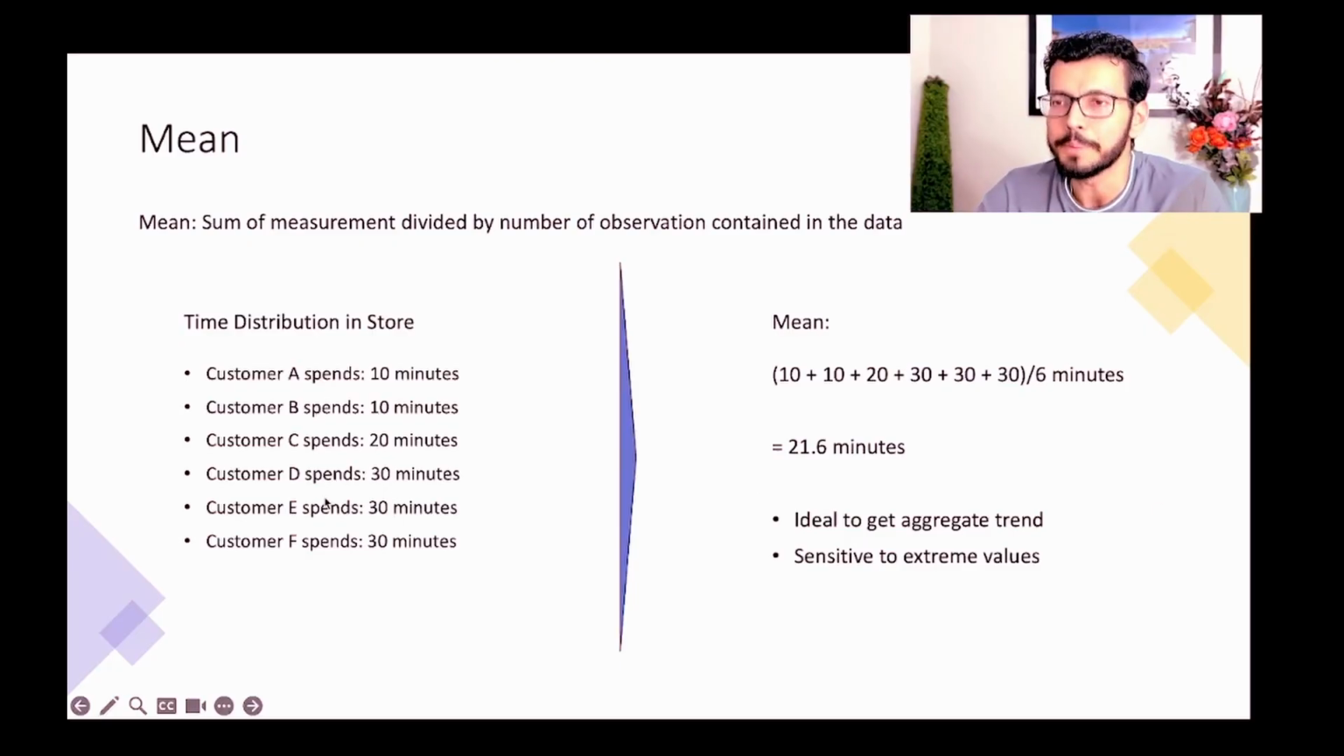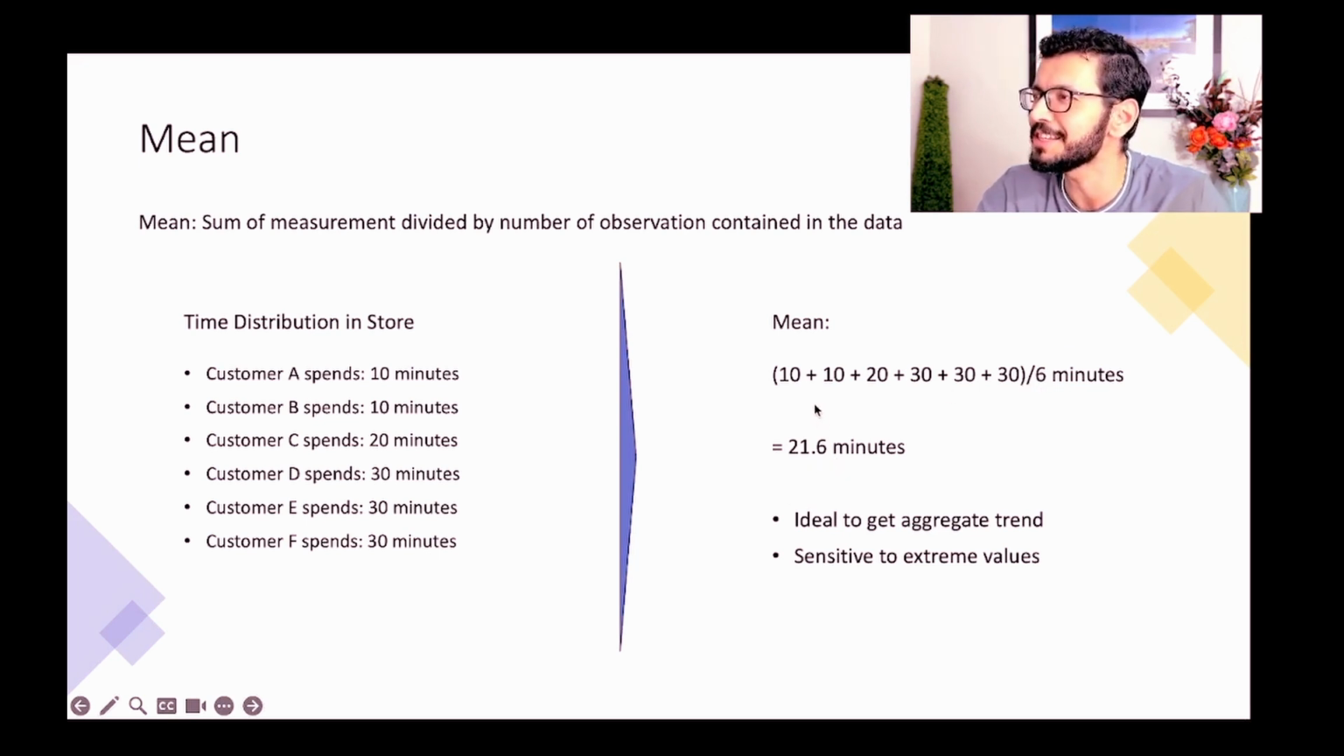All right, let's look at mean. Per dictionary definition, mean is the sum of measurements divided by the number of observations contained in the data. So say, for instance, on the left hand side of the slide, we have time spent by six customers A through F in a store. Customer A spends 10 minutes, customer B spends 10 minutes, and so on, and you have customer F who spends 30 minutes. So the mean would be 10 plus 10 plus 20 and so on up until 30, divided by 6. That comes out to be 21.6.